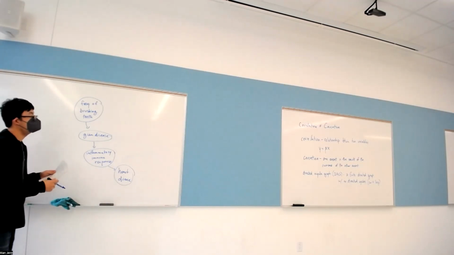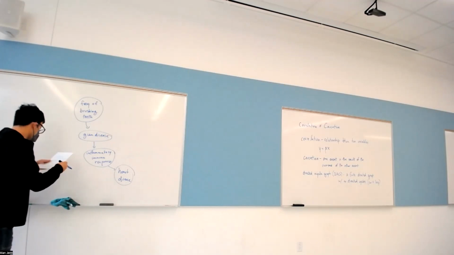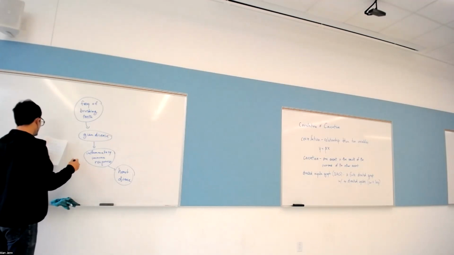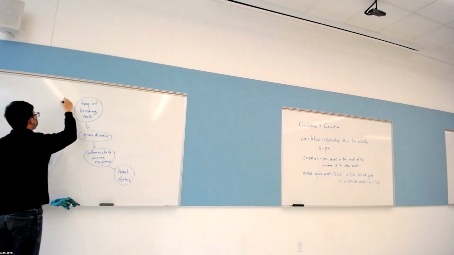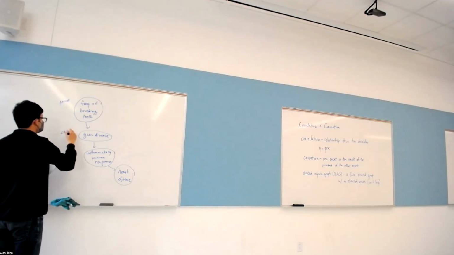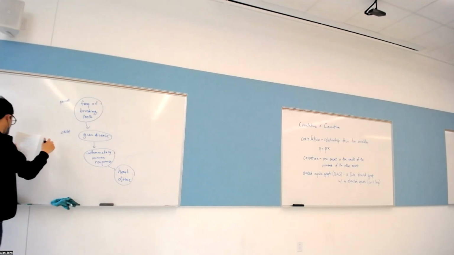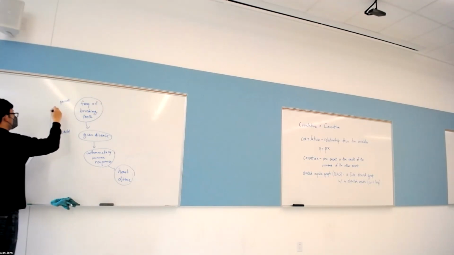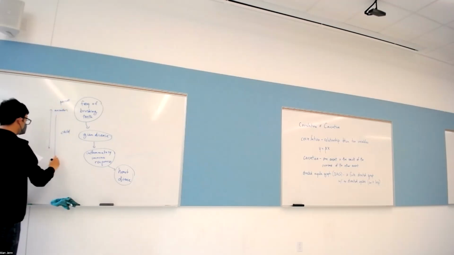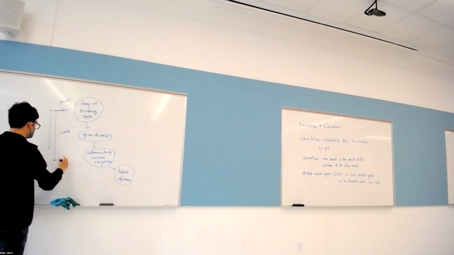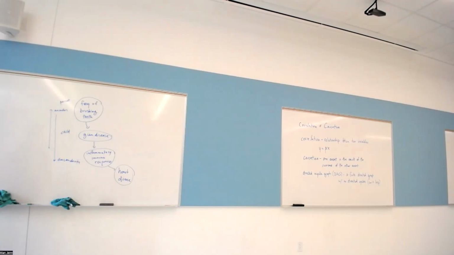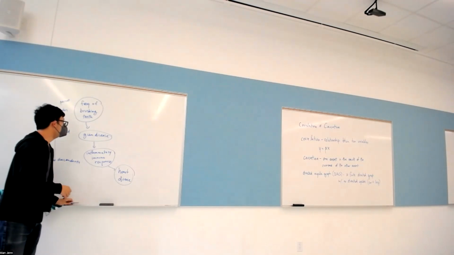Just as nomenclature, when we're talking about the DAG, this is known as the parent, and this would be the child. And then generally going up the tree, you have ancestors, and going down the tree, you have descendants.